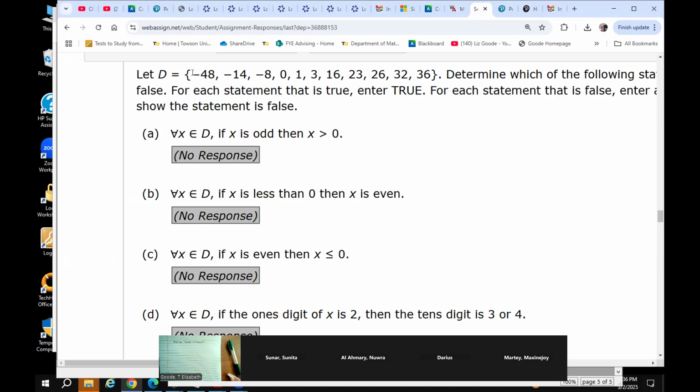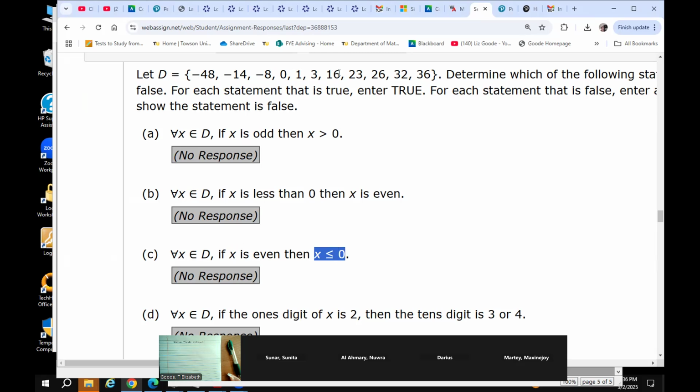Well, that's true when X is negative 48, that's even, and it's less than or equal to 0. That's true for negative 14, that's even. It's less than or equal to 0. Negative 8 is even. It's less than or equal to 0. 0 is actually even because it's 2 times 0, and it's less than or equal to 0. But what about 16? Is 16 even? Yeah. So it satisfies the hypothesis. Is 16 less than or equal to 0?